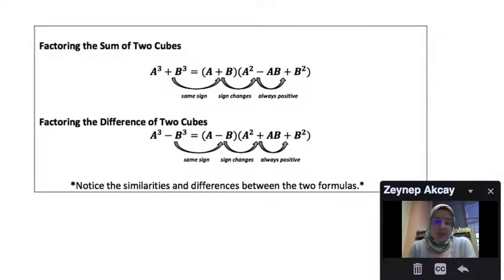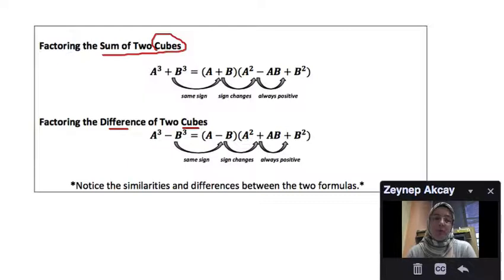So in this section, we have talked about the difference of squares formula so far. We have two more formulas, and these are the last things we will talk about in this section. These formulas are about factoring the sum of two cubes and the difference of two cubes.